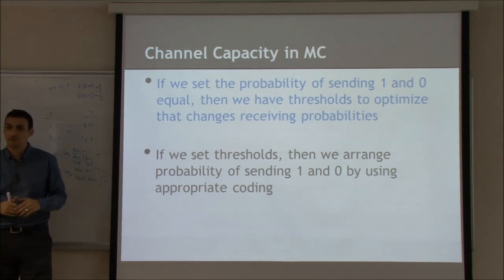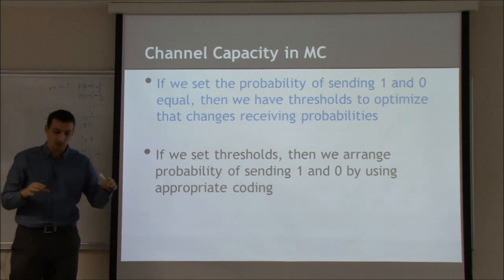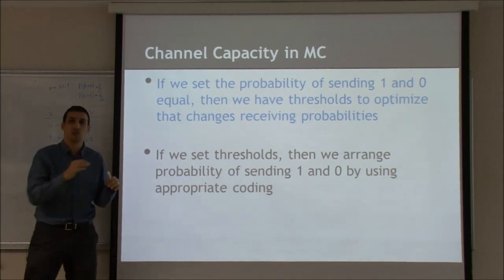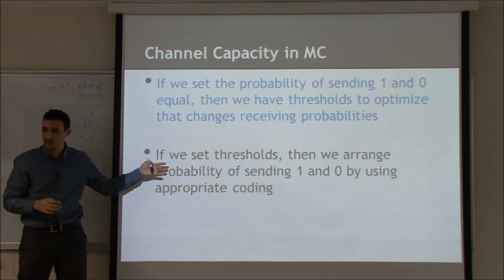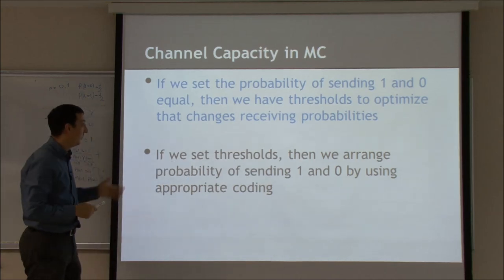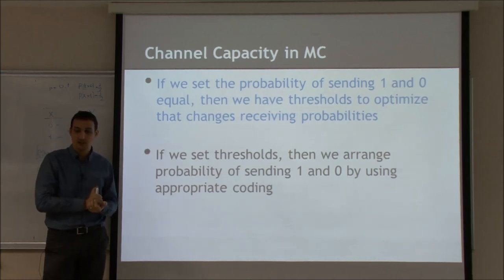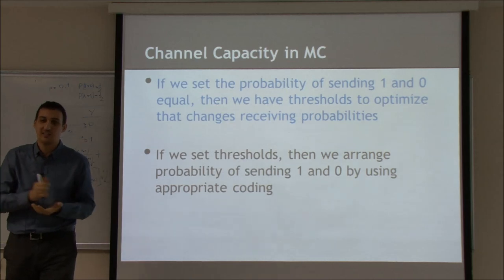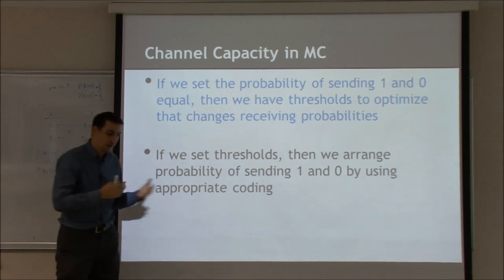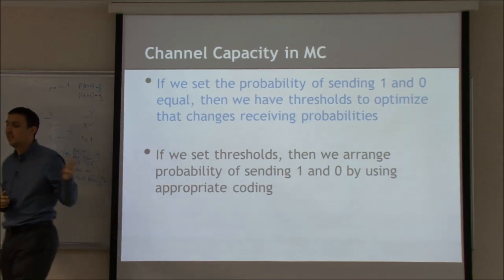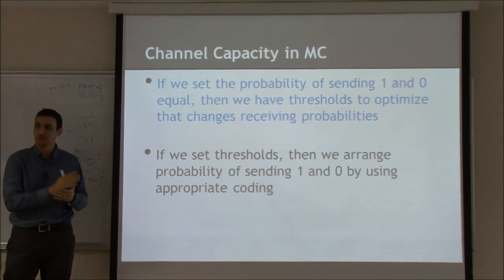Also, you can use this approach. You set the thresholds, fix them, then you want to find the optimal value for the probability of sending 1 and 0. This is much more EE style, electrical engineering style. But here we are in molecular communication, and nanomachines, let's say, or cells are more adaptive. In this case, it is more feasible to adapt to the situation and arrange the thresholds. Okay?